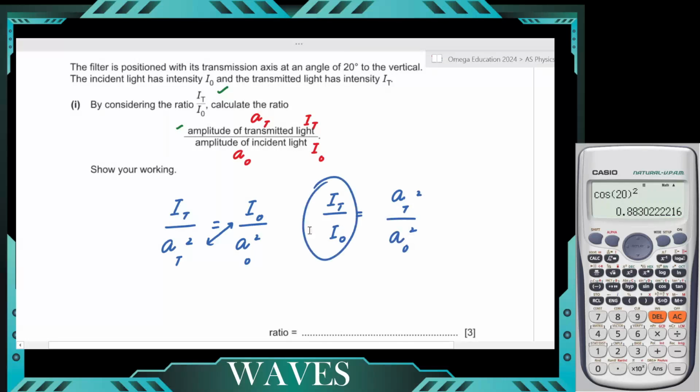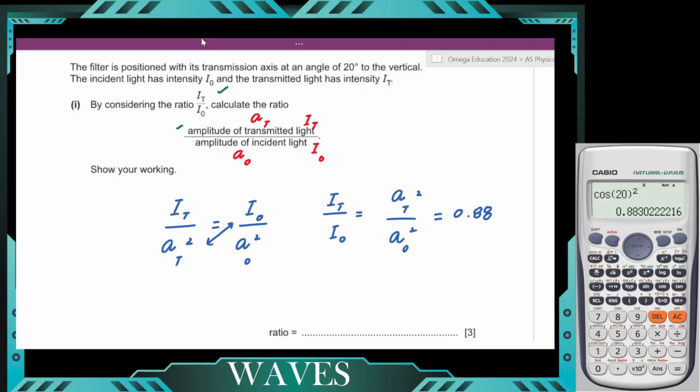What's the value of this thing? Well, the value of this thing is 0.88. So I'm going to write this thing equals 0.88. So what's 0.88? That's the ratio of squares of the transmitted to incident amplitude. That's the ratio of squares of the amplitude. But we don't have to find the ratio of squares of the amplitude. We have to find the simple ratio.